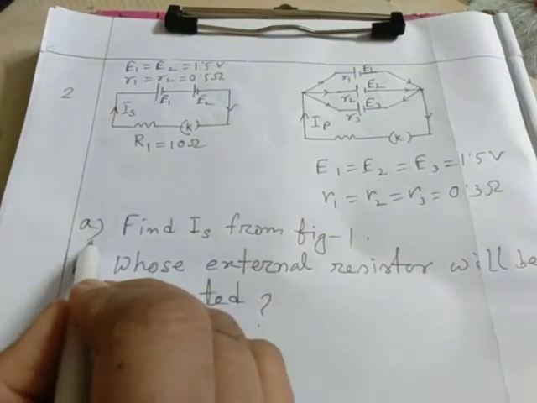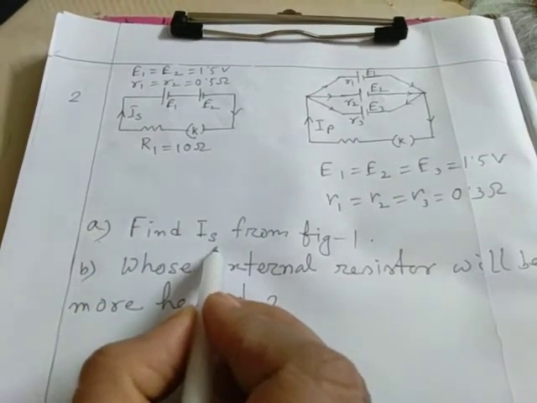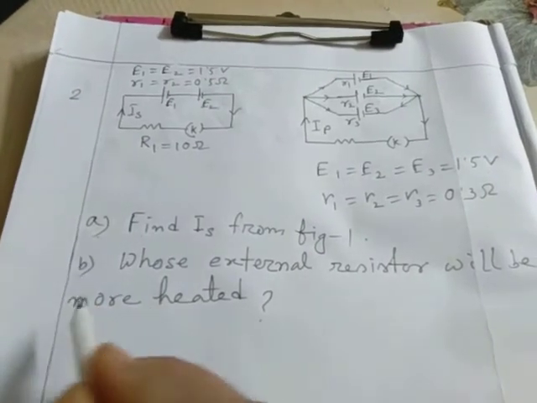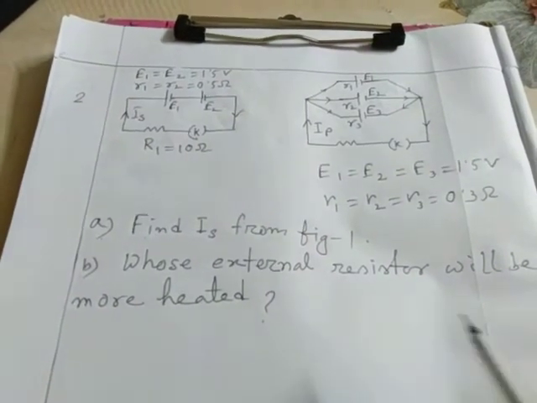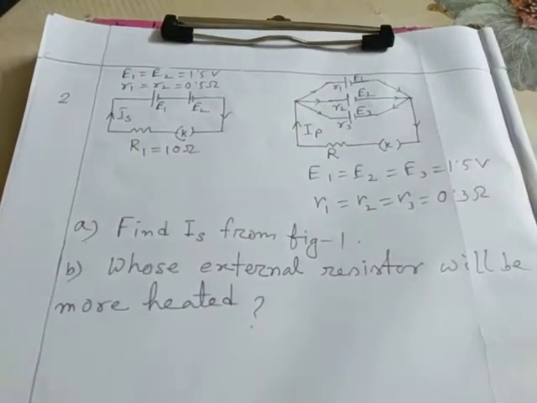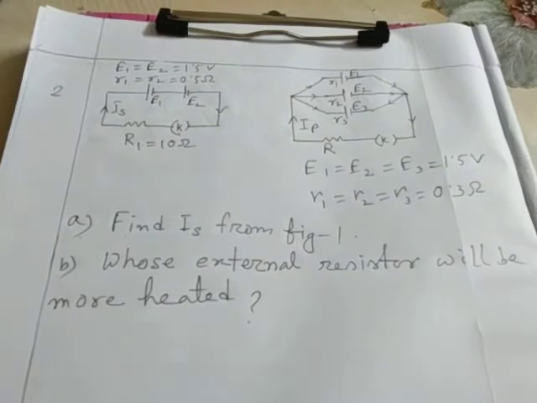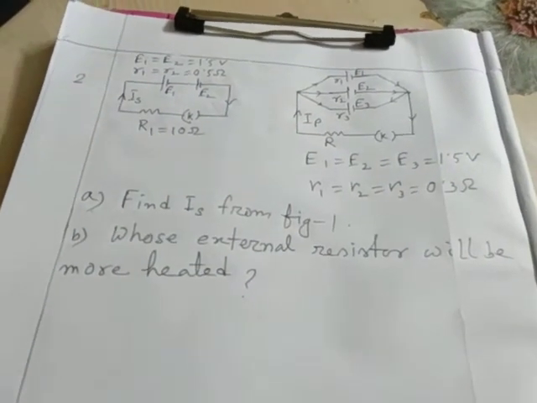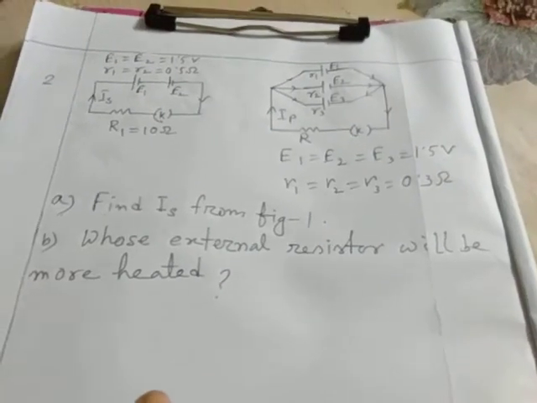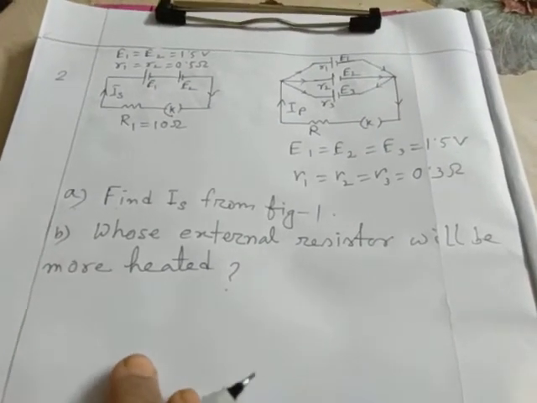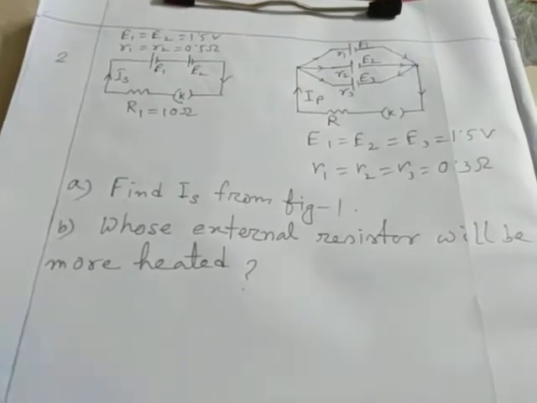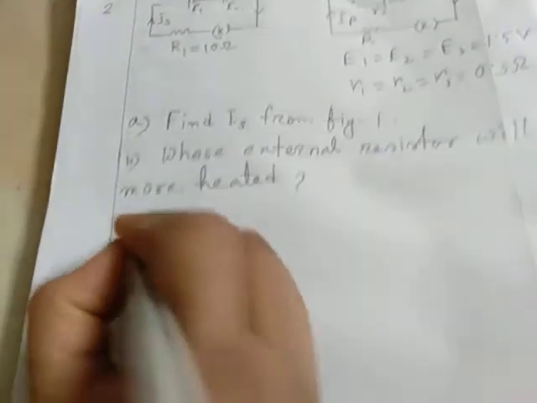Here in A number you have to find out IS equal to what? Find IS from figure 1. And in number B, in figure 2, whose external resistor will be more heated? Because you know, when current passes through any resistor, then heat is produced due to the flow of current. You learn this from the Joule heating effect, and the formula for finding the heat is H equal to I square RT. So we will use that formula while doing B number math. So let's do A number first.